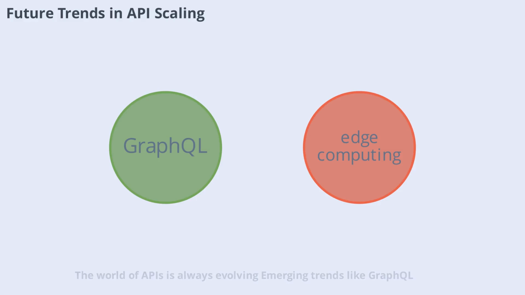The world of APIs is always evolving. Emerging trends like GraphQL, edge computing, and AI-driven scaling are shaping the future. Staying informed about new technologies and best practices will help you scale your APIs more efficiently. Embrace innovation to keep your API competitive and ready for what's next.